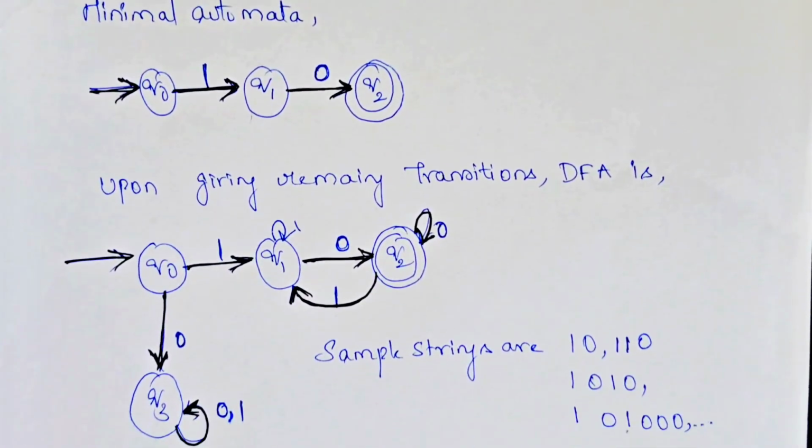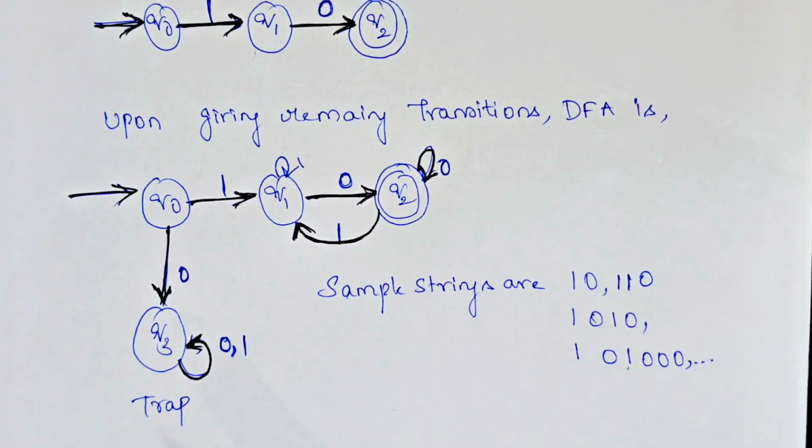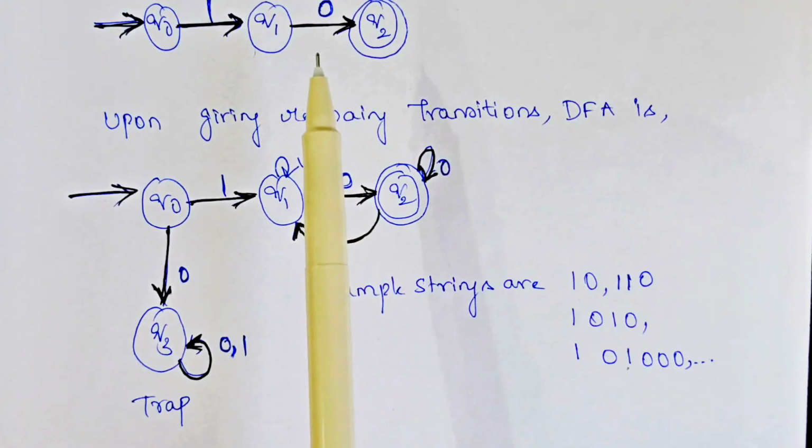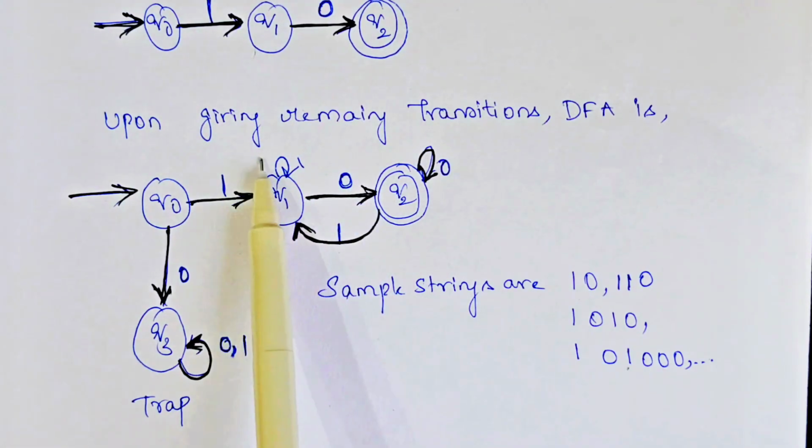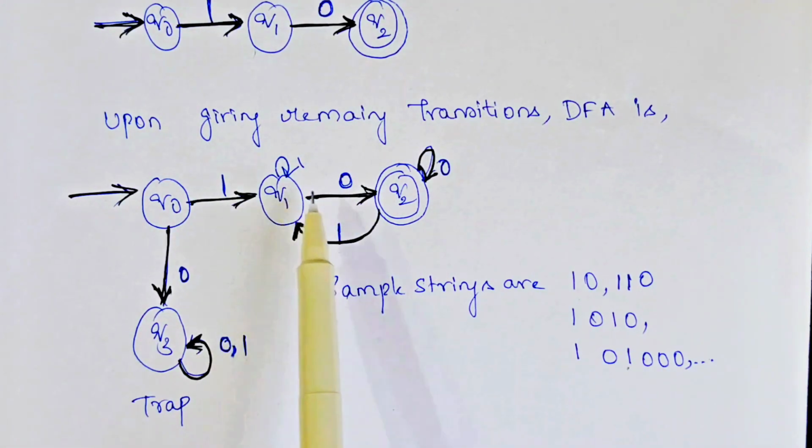So in the DFA, we observe that Q0 on 1 is already completed. So the remaining input is Q0 on 0. Since the first input is 1, the input should not be 0. So it is connected to the trap state which is Q3. Q1 on 0 is already completed in minimal automata. So Q1 on 1 can be connected to itself.